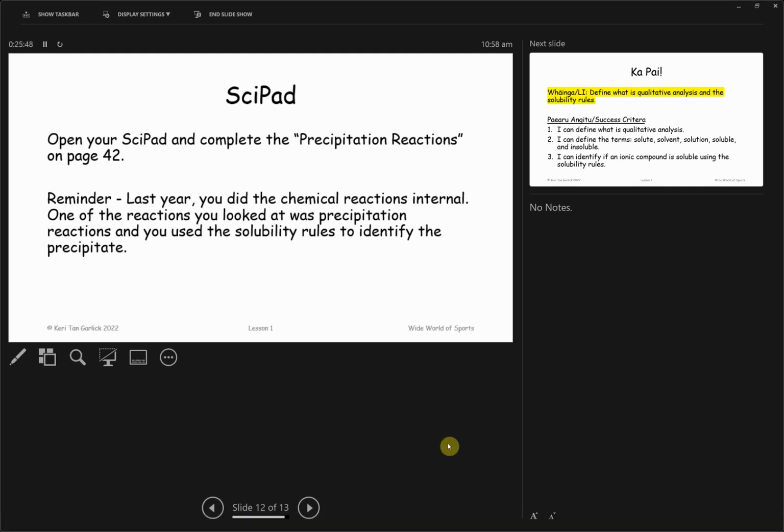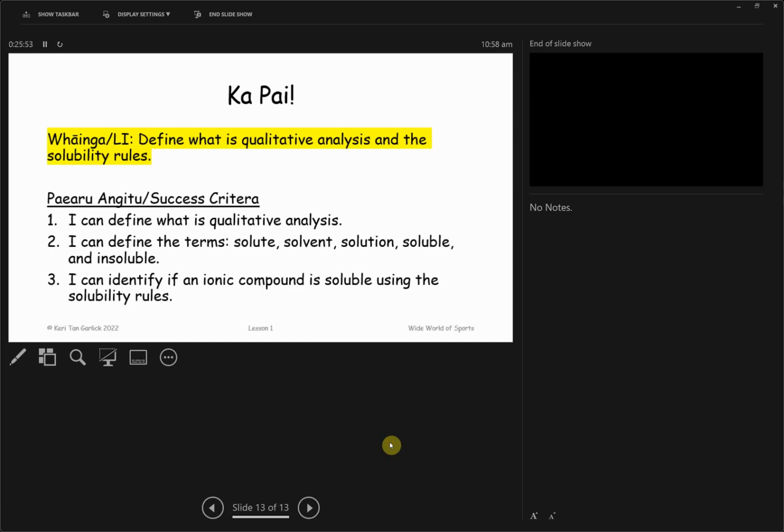Cool. We got about 2 minutes left, so I want to wrap up, and then we need to clean up. So today, what we focused on is defining what is qualitative analysis and the solubility rules.